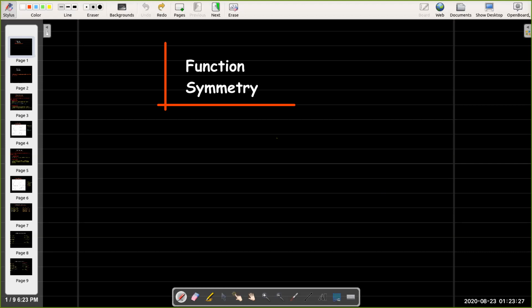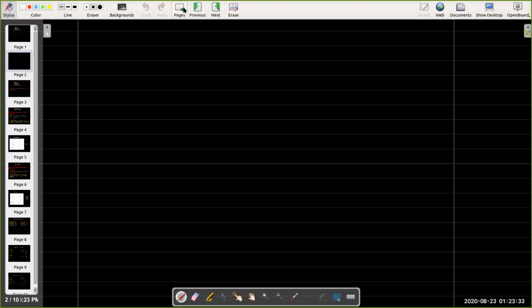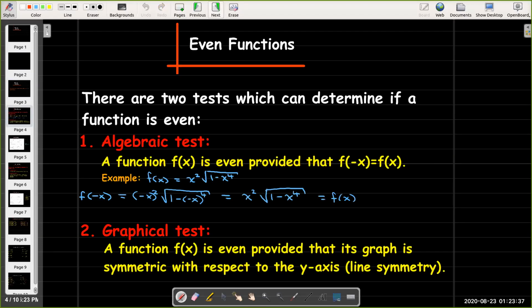In this video, we're going to talk about function symmetry. Well, what does that mean? Well, a function can be either even or odd. What do we mean by an even function? Well, there's two ways we can check if a function is even.